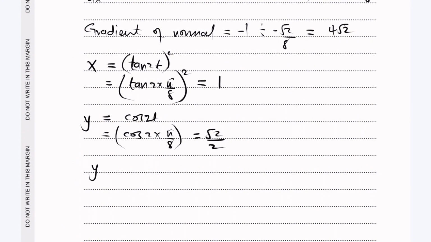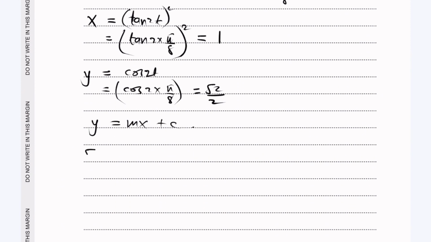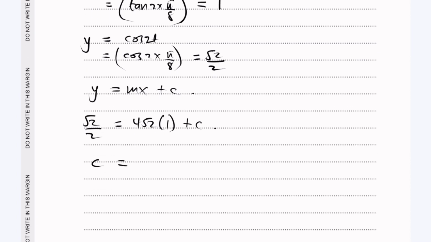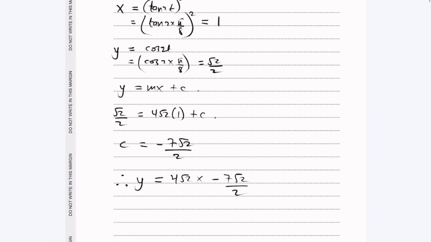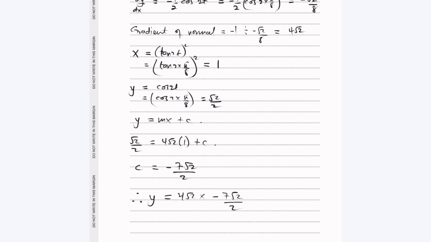We know that our equation of the line is going to be mx plus c. So we have our y value to be root 2 on 2. We have our gradient to be 4 root 2. We have our x value to be 1. We have plus c. We solve for c and we get negative 7 root 2 on 2. So we can therefore say that our equation is supposed to be 4 root 2 x minus 7 root 2 on 2. So now this is our equation of the normal for 4 marks as well.